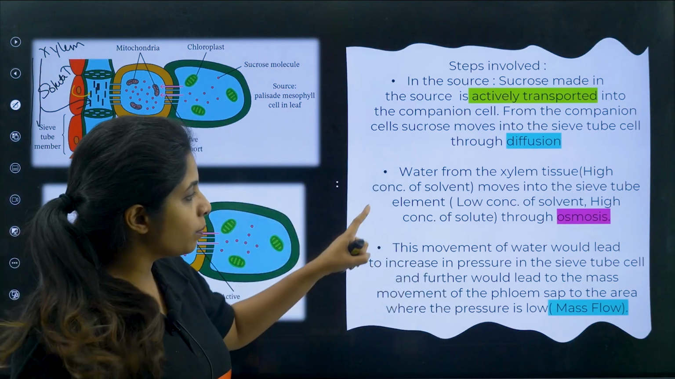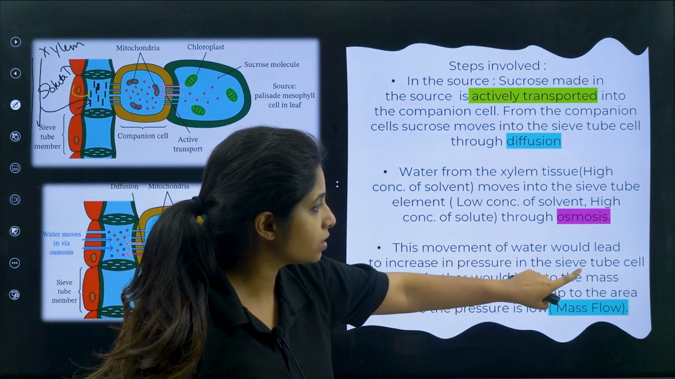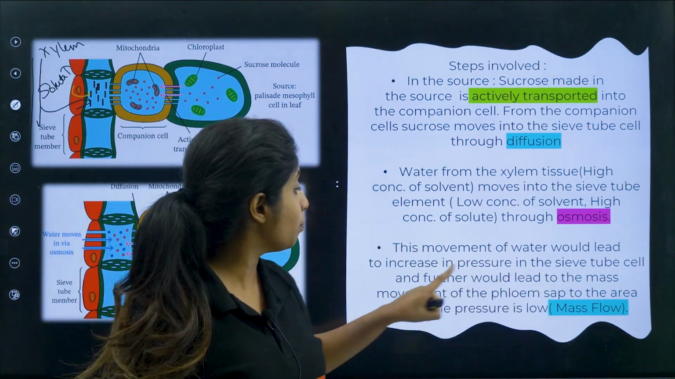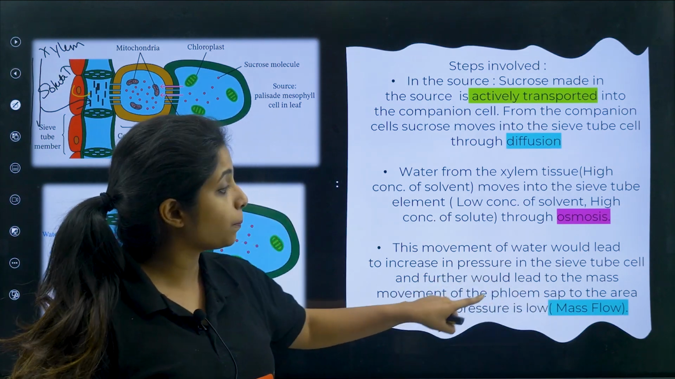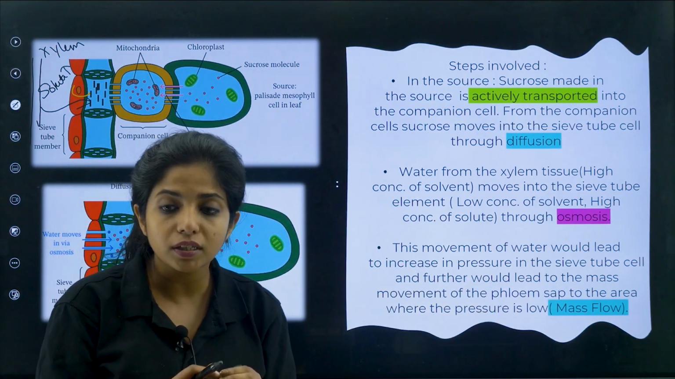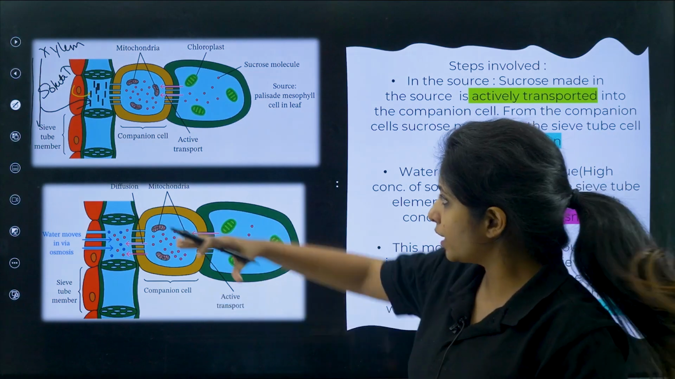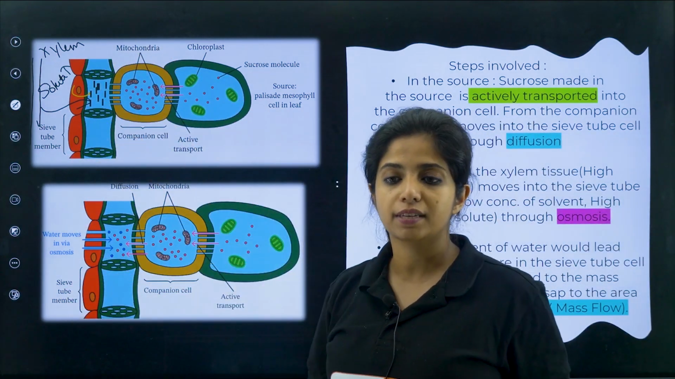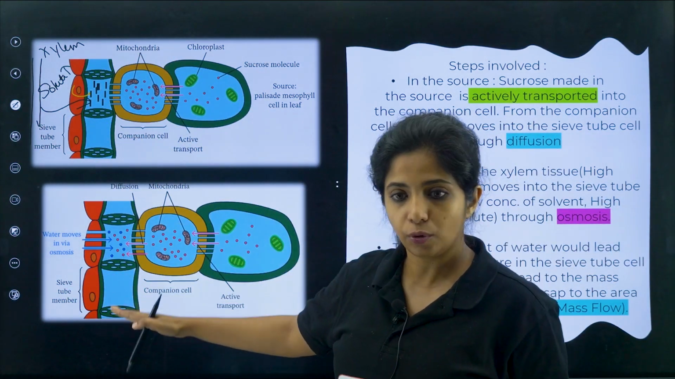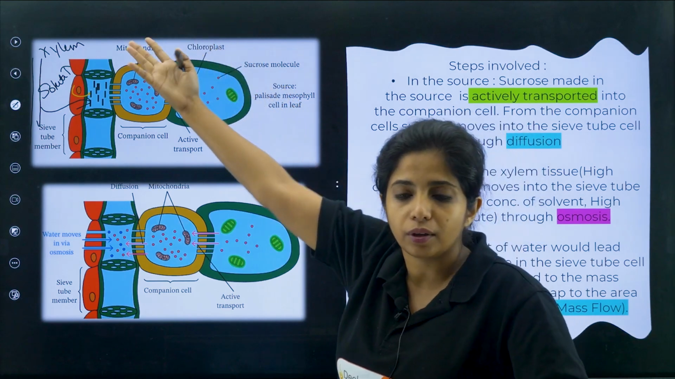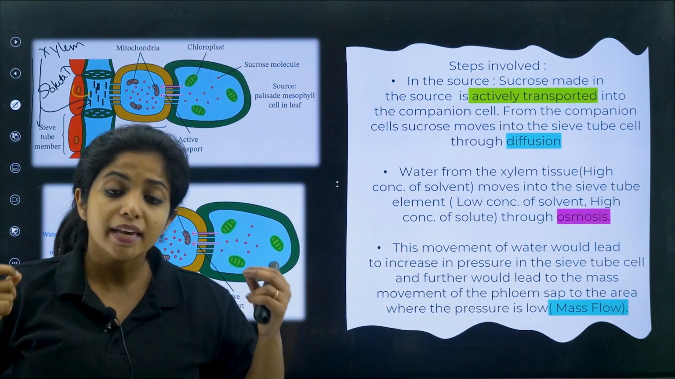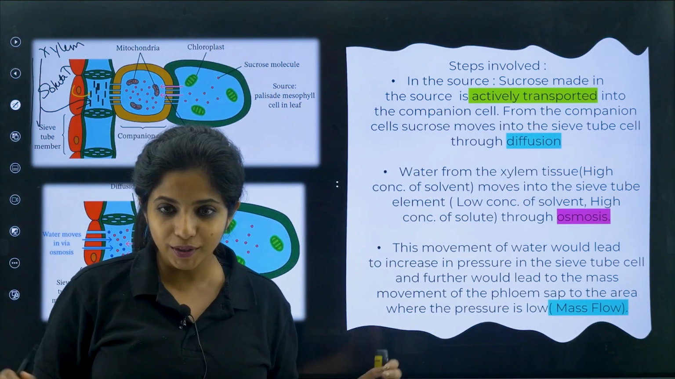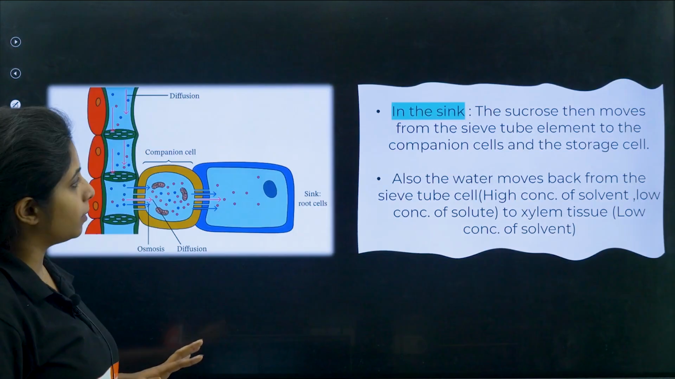So this movement of water would lead to an increase in pressure in the sieve tube cell and further would lead to mass movement of phloem sap to the area where the pressure is low. And what do you call this? You call this mass flow. Mass flow of phloem sap is happening to a region where the pressure is low. It can go down, it can go up, either way, because the transport of food inside the phloem is bidirectional.